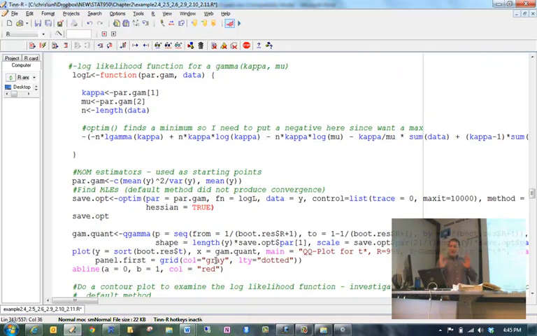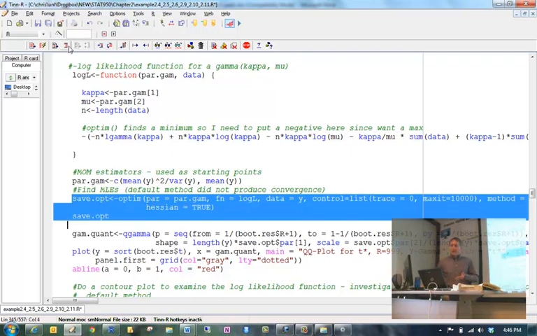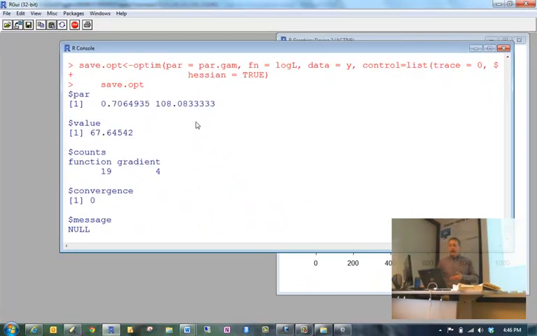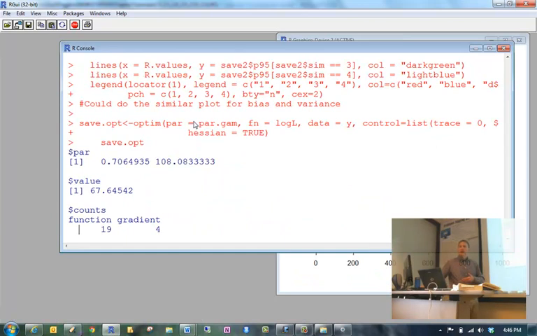But, so, let's actually run this Optim function. I'm going to put the results into save.optim. It gives you a list back. So if I just type save.optim, in this particular case there's not actually a print function associated with it, so you simply see what's inside the list. Here's kappa hat, here's mu hat, the maximum likelihood estimates. I used the method of moment estimates as the initial values.